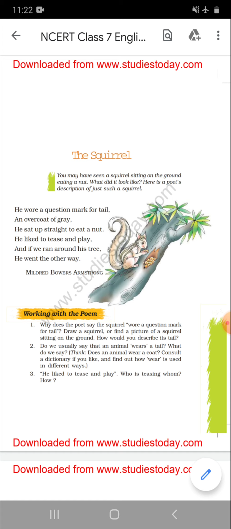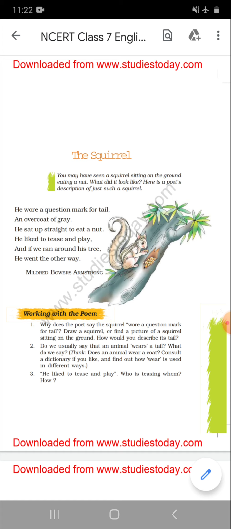So that was the whole poem. This is a poem by Mildred Bowers Armstrong. Very straightforward. Let's just review once the six lines we just read. It starts by describing the squirrel as having a question mark for tail, wherein the author is trying to imply that the squirrel's tail is in the shape of a question mark, and an overcoat of grey.